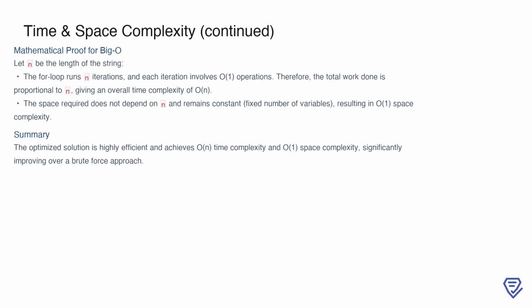Each iteration involves a constant amount of work, such as comparisons, updates, and assignments, all of which are O(1) operations. As a result, the total work done is proportional to n, giving a time complexity of O(n). On the space side, the algorithm only uses a fixed number of variables, regardless of the input size. This means the space complexity is O(1).